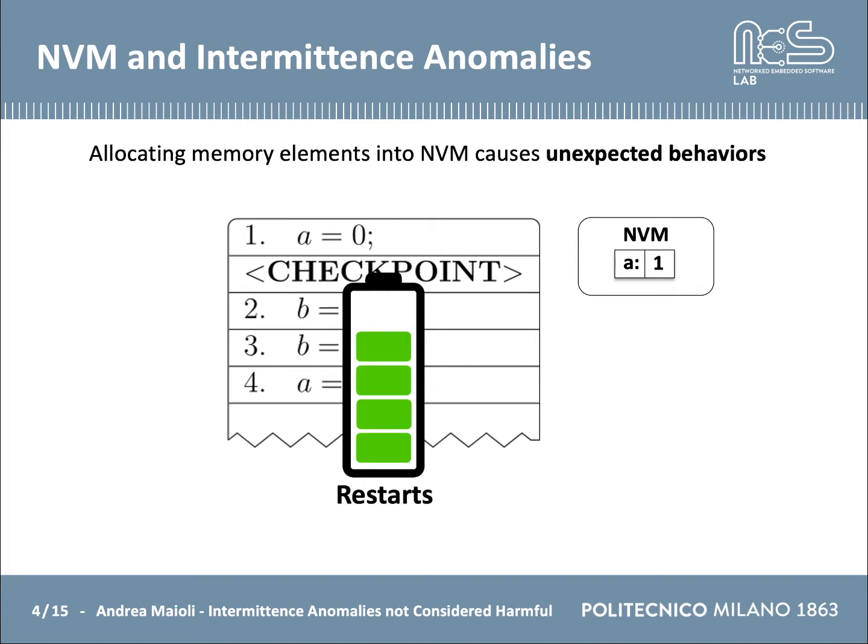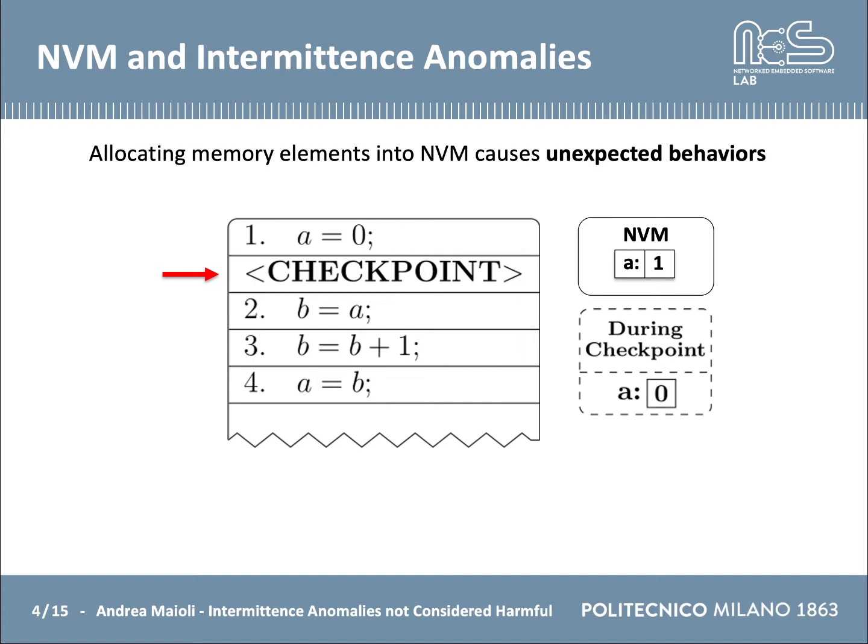When the device has enough energy to restart the computation, it restores the checkpoint but not a, since it was not saved during the checkpoint. We must consider that variable a had a value of 0 during the checkpoint, but now it has a value of 1. This is because, as it is non-volatile, it retained the effect that line 4 produced during the previous power cycle.